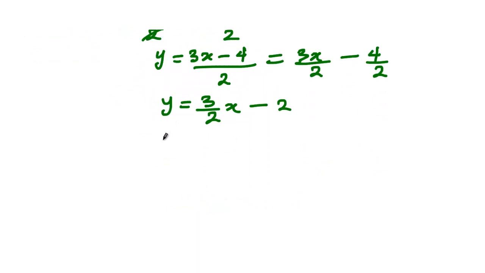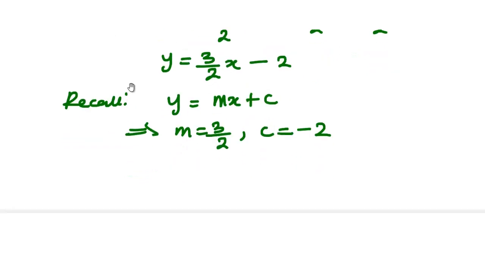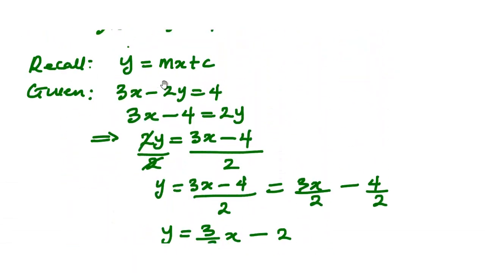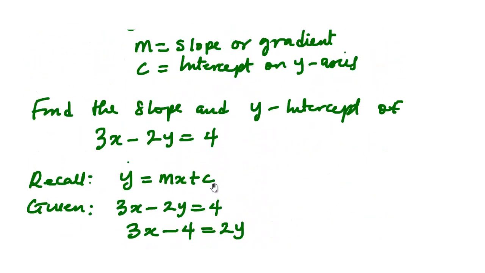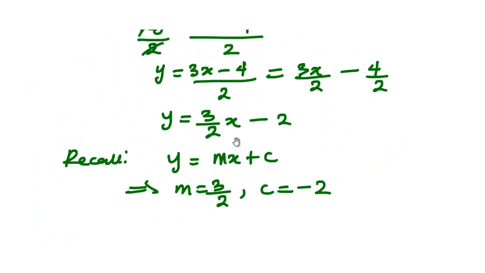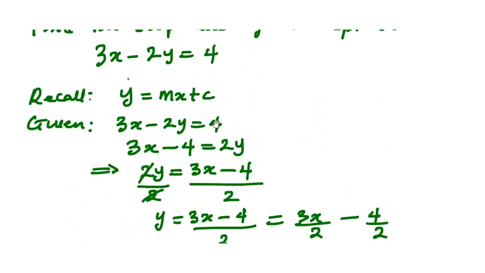So let me bring the slope-intercept form. I'll still recall it because I don't want to scroll up again. That y is equal to mx plus c. So this implies that the coefficient of x is m, which in this case is 3 over 2. And the c in this case is minus 2. So this implies that the slope of this line, if you plot this graph, will be 3 over 2. And the intercept on the y-axis, don't forget that c represents the intercept on the y-axis, will basically be equal to minus 2.